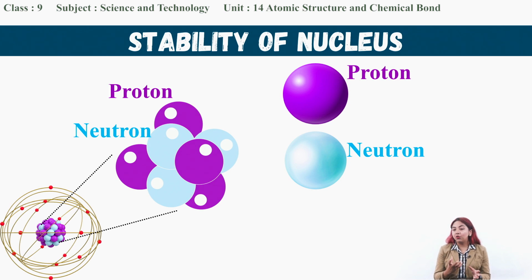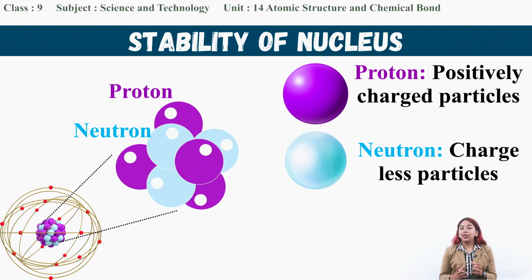So what is a neutron? What charge does the neutron hold? Yes, neutron has no charge. It is a chargeless particle. So protons are the subatomic particles that are positively charged, whereas the neutron is a subatomic particle that has no charge.